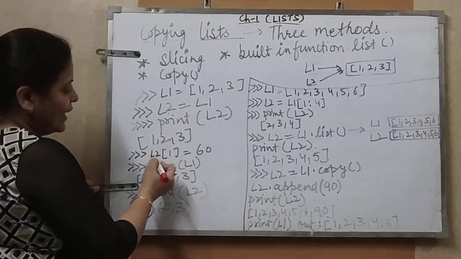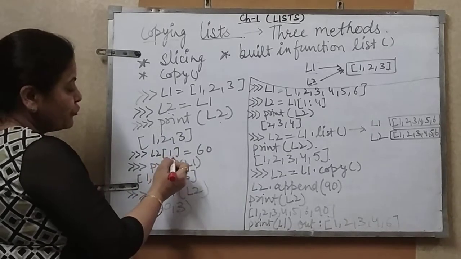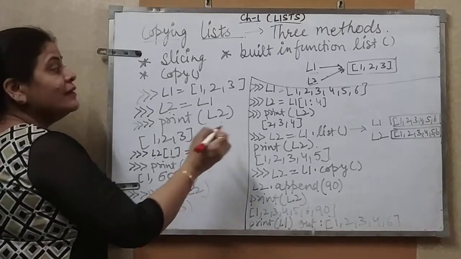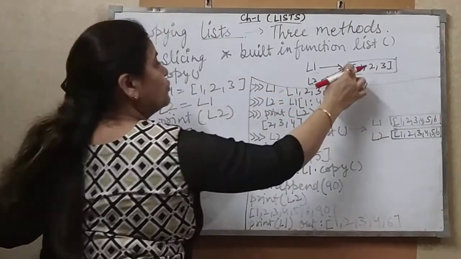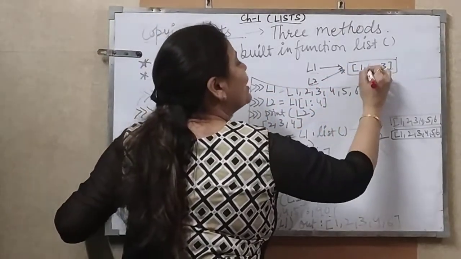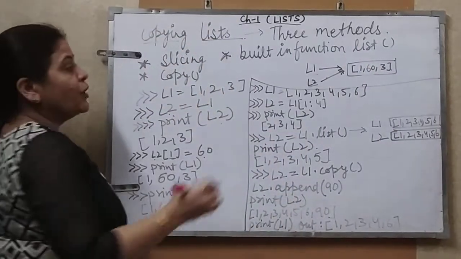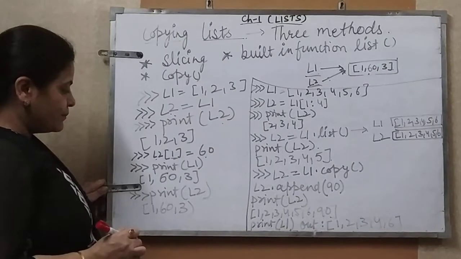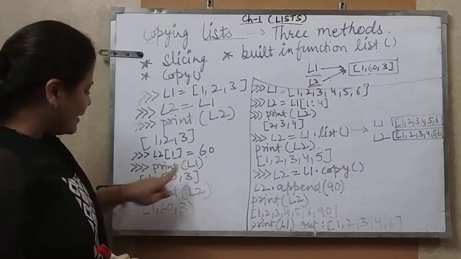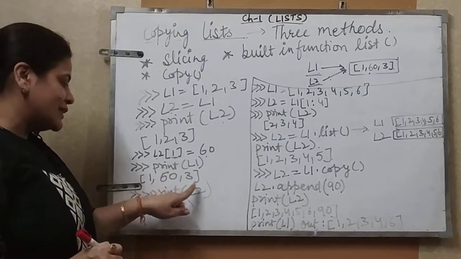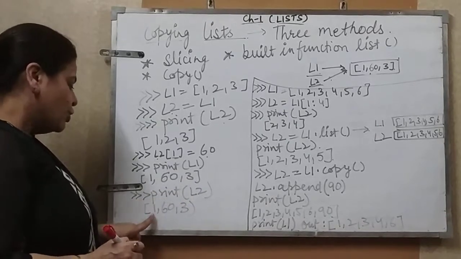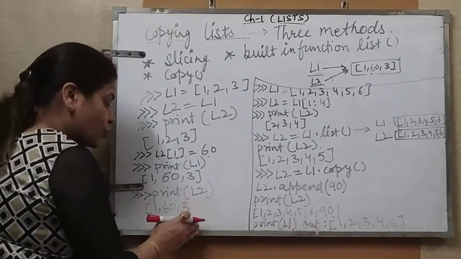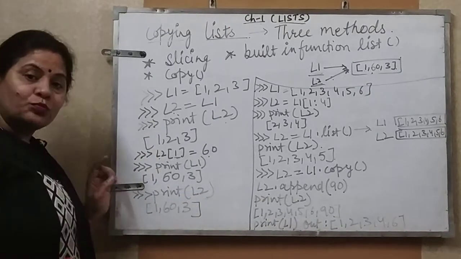Suppose I say L2 of 1, that is the first index value, I want to change for L2 as 60. Then the changes are done, that is 0, 1. So the value of L1 will also change because both the lists are referring to the same object. Here, if we say print L1, it will give me the value as 1, 60, 3, and if I say print L2, it will again give me the value as 1, 60 and 3. Why? Because both of them are referring to the same object.